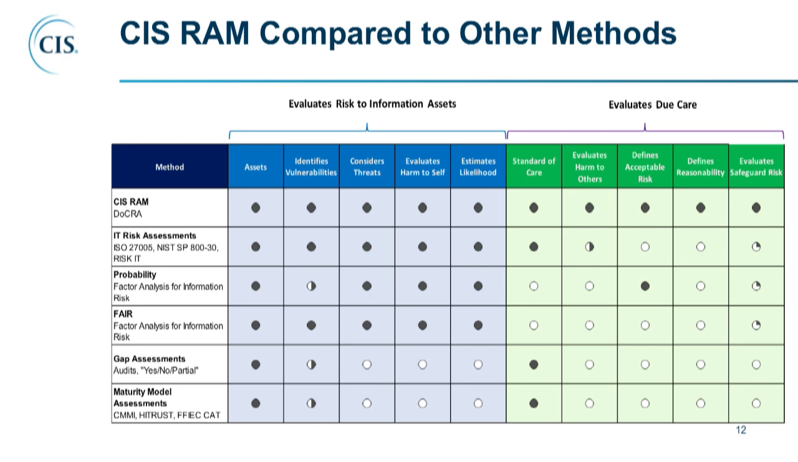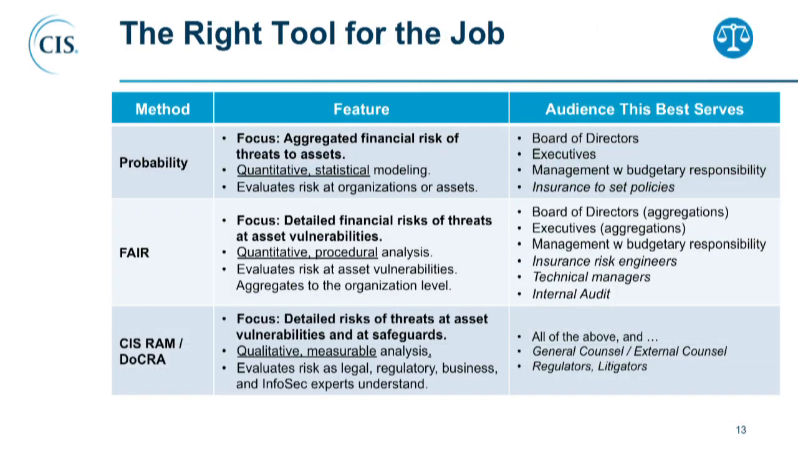When we get into the concept of due care, is there a standard of care? Is there a list of controls, like the CIS RAM controls provide, so that we know what we should be doing? Are we evaluating harm to others? Are we defining acceptable risk? Are we defining reasonability? Are we evaluating the safeguard risk? These are other things that we need to be sure we're including so that we speak the language of the world outside of our technical teams, because that's how we're being evaluated for reasonableness. So CIS RAM is making sure we've covered all that.